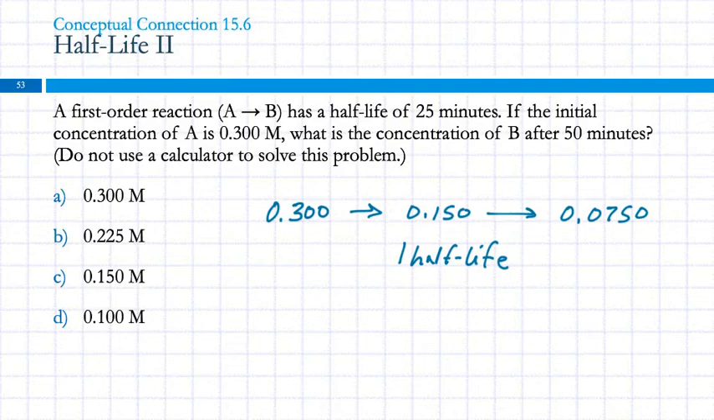If the concentration of A left is 0.075, then B has to be 3 times more. It's B, because it's 0.3 minus 0.075. So if we take the initial concentration of A and subtract what's left after 2 half-lives, we get 0.225. That's how much has been converted into B.